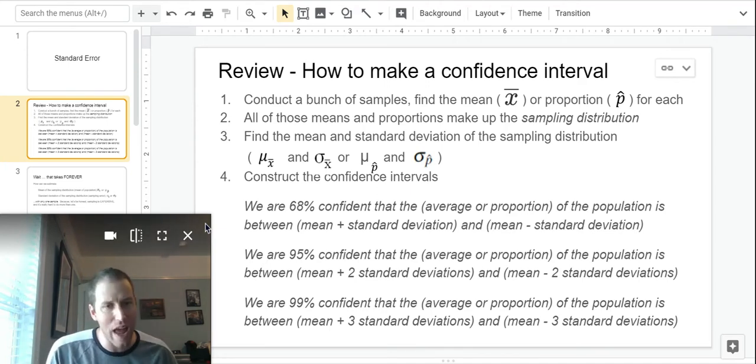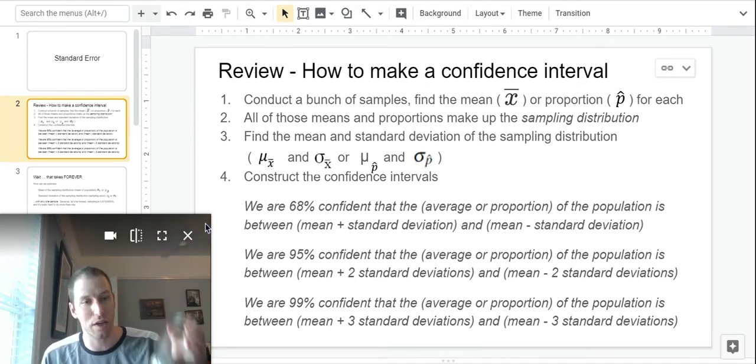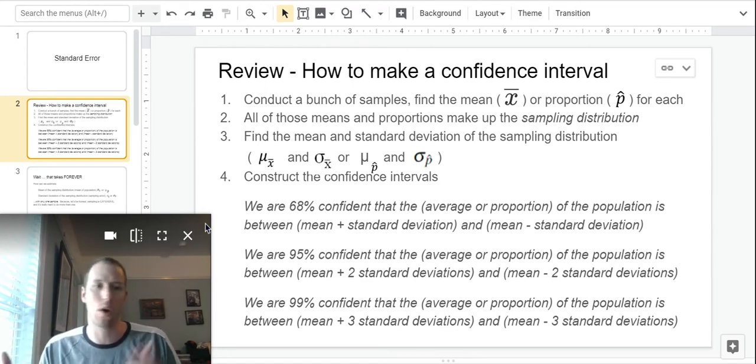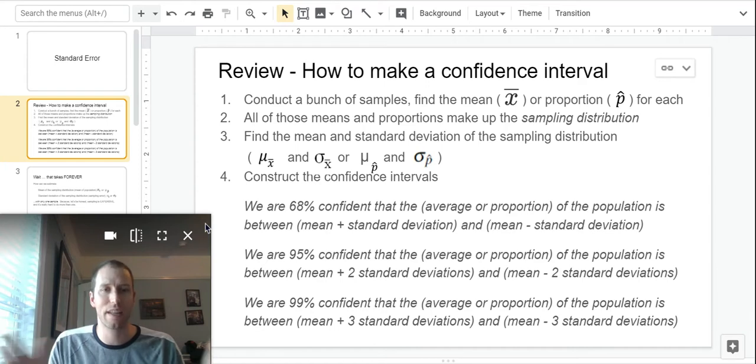So I can say, well, yeah, the average age of every coin in this jar is 22, and that means that the average age of every coin in the population is between 21 and 23, or 20 and 24, or 0 and 44. I want to have a sense of what the range is for where I think the real population falls, and that's where I need to estimate what the sampling error is.